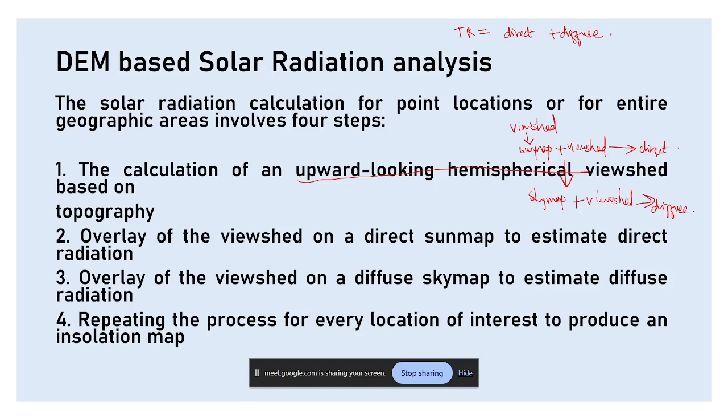Now this particular thing needs to be done for every location of interest in that area in order to produce an insolation map for that entire region. So this is the fourth step that is done in the case of solar radiation calculation for point locations or for an entire geographic area using GIS.